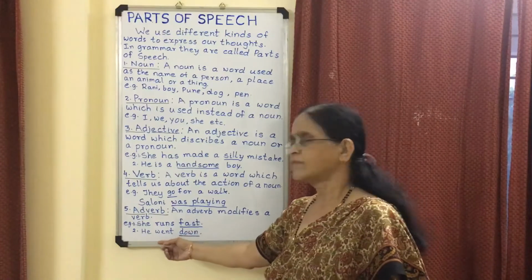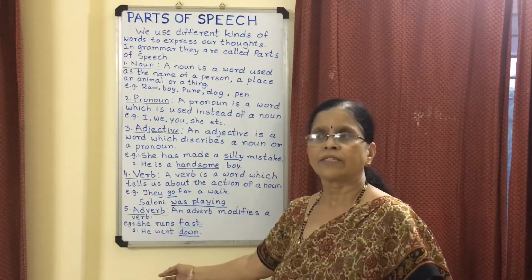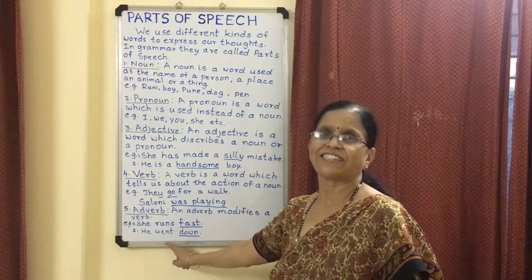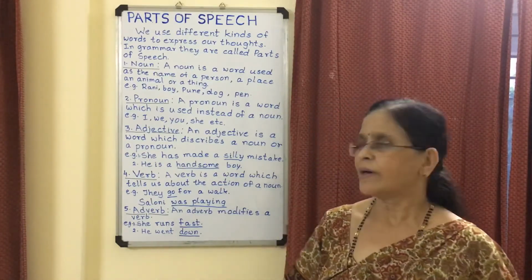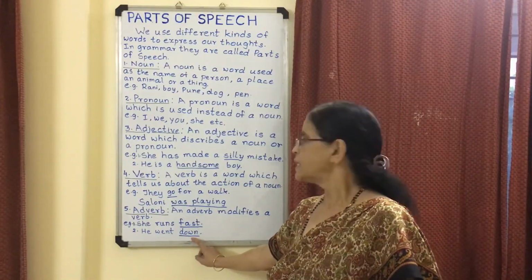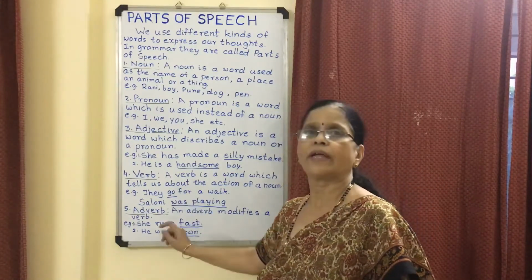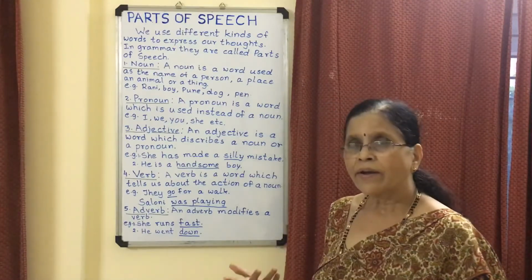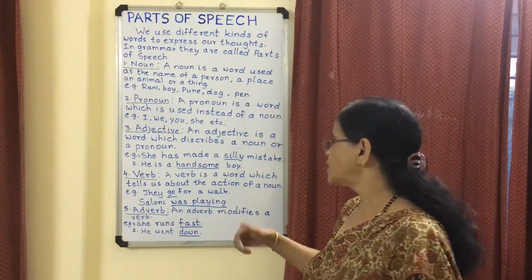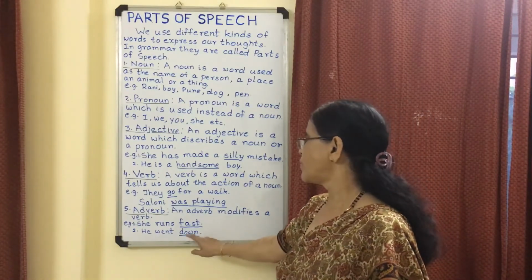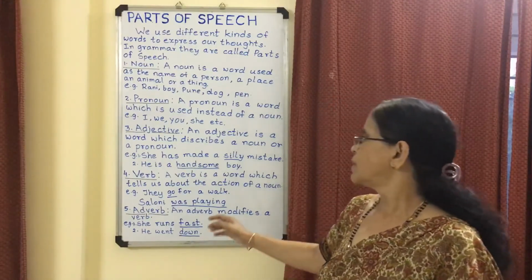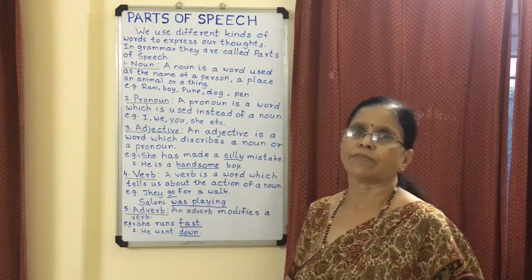Now, here, he went down. So here the verb is, what is it, Ria? What is the verb in that? Yes, went. Went is a verb, and this word down tells about went. Where? If you ask a question, where did he go? He went down. So it modifies went. So here down is an adverb. Correct?